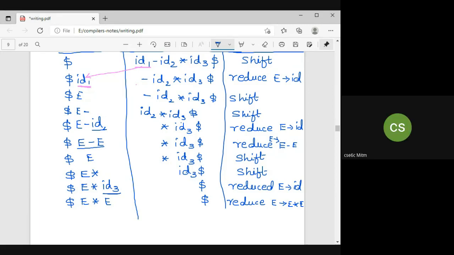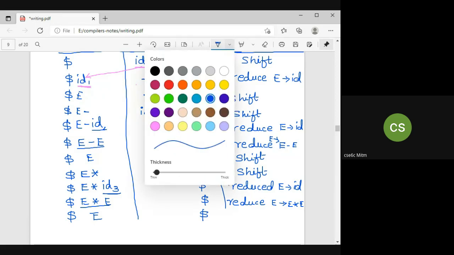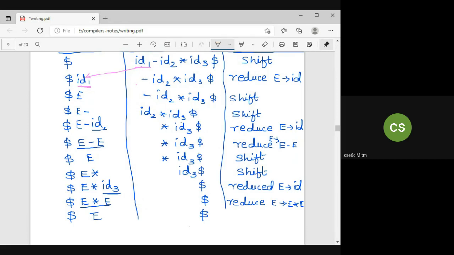Okay, fine. So this entire E star E will be reduced by capital E. This entire E star E is going to become E, and dollar is going to remain here. Now that we have finished all the input scanning, we'll see what configuration we have, and what we are supposed to do.